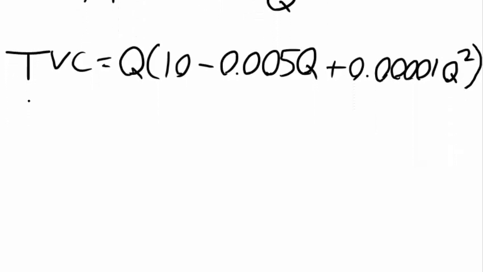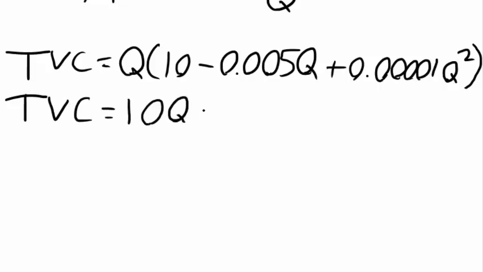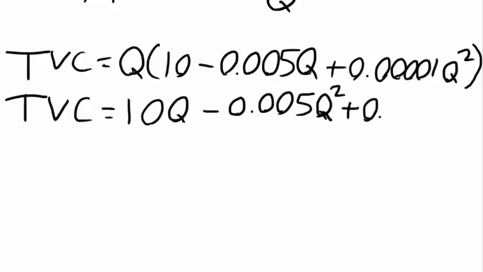So we find our total variable cost function to be Q times our original function of 10 minus 0.005Q plus 0.00001Q squared. And by distributing that Q, we get a total variable cost function of 10Q minus 0.0025Q squared plus 0.00001Q cubed.